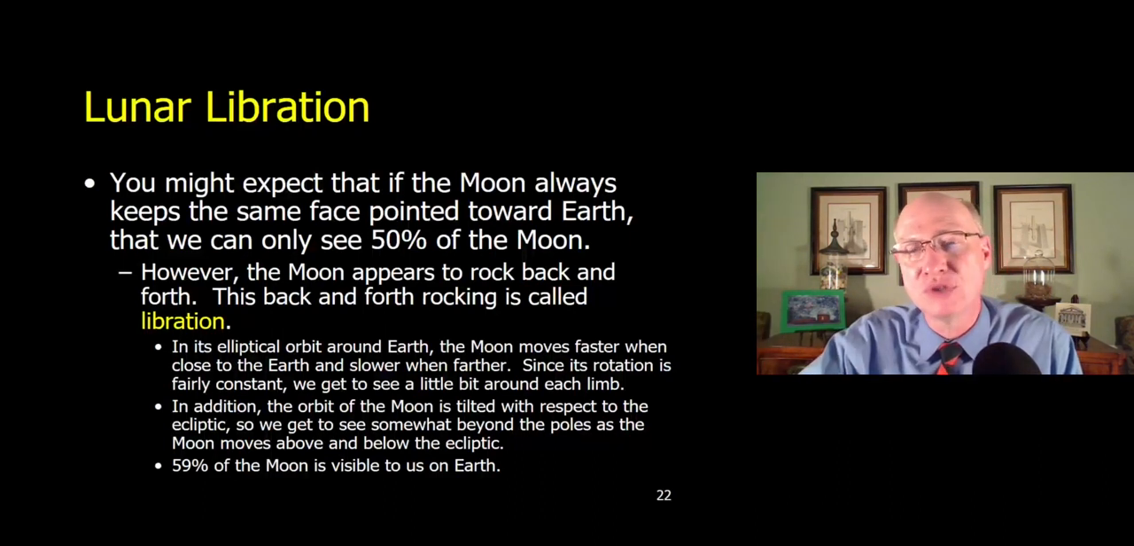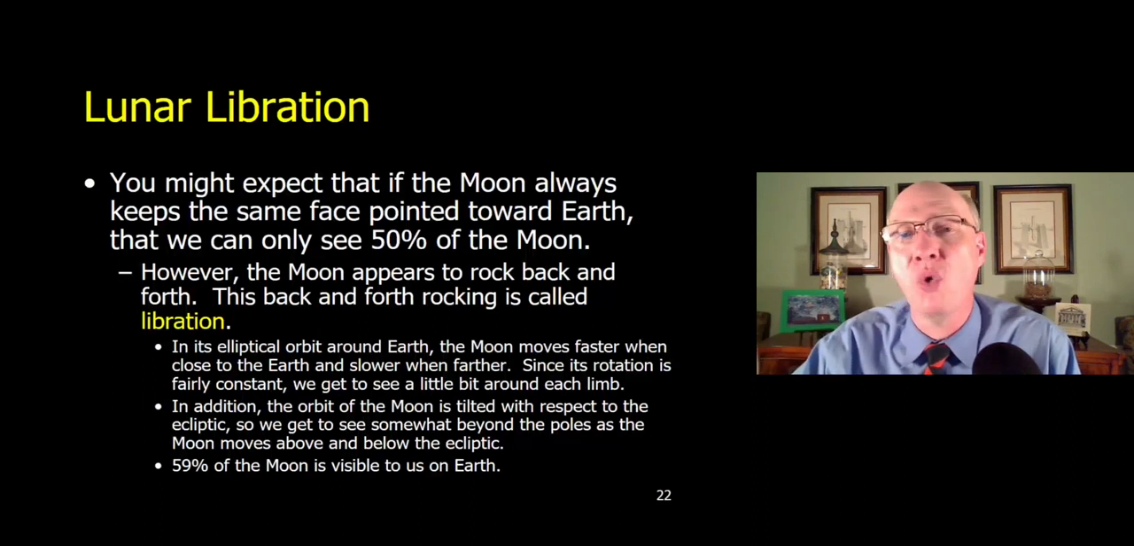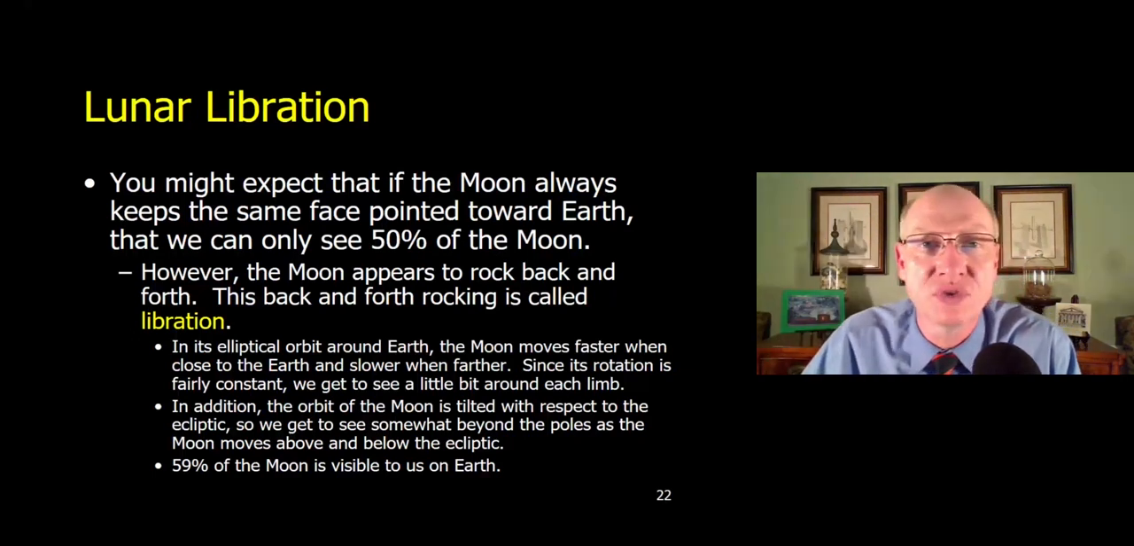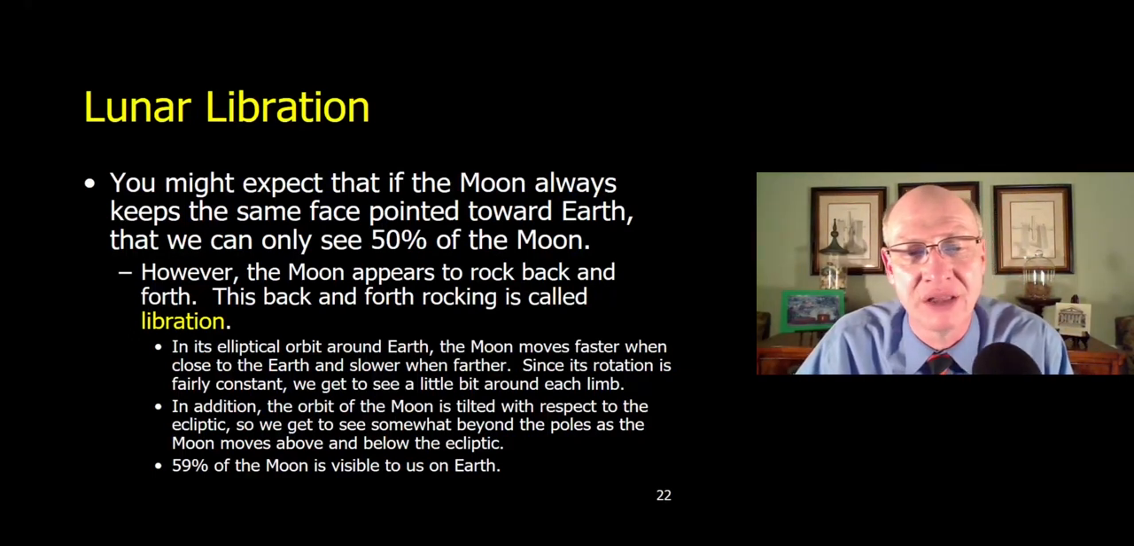And then sometimes the moon is a little bit below the Earth's orbit around the sun, so we get to peek over the pole and see a little bit over the top of the moon. And sometimes the moon is above the Earth's orbit around the sun, and we get to peek underneath and see a little bit of the bottom side of the moon. And we call this libration, this rocking of the moon back and forth.